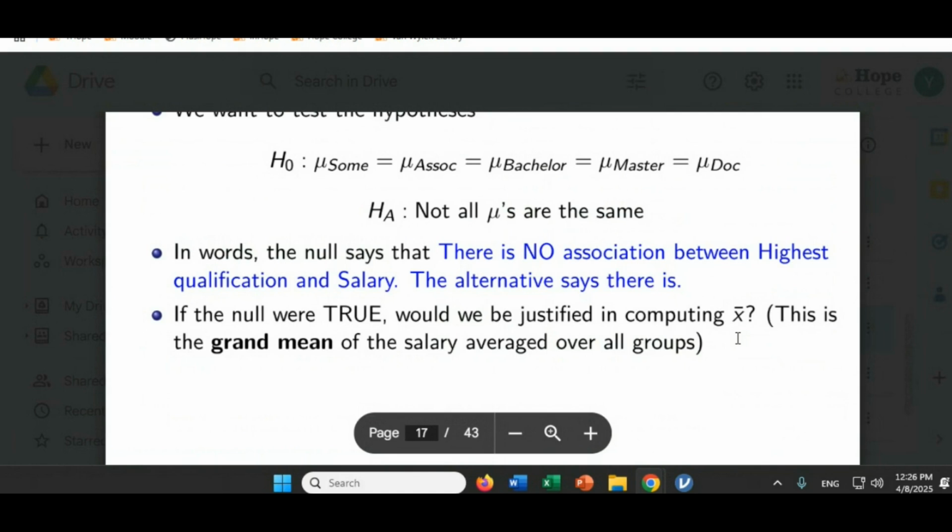Now, my question to you is this. If the null is true, if in the long run all the groups on average earn the same, are we justified in computing the grand mean? Do you think the answer is yes or no? Good. The answer is yes. Why? So one thing I'm going to say is this, all right?